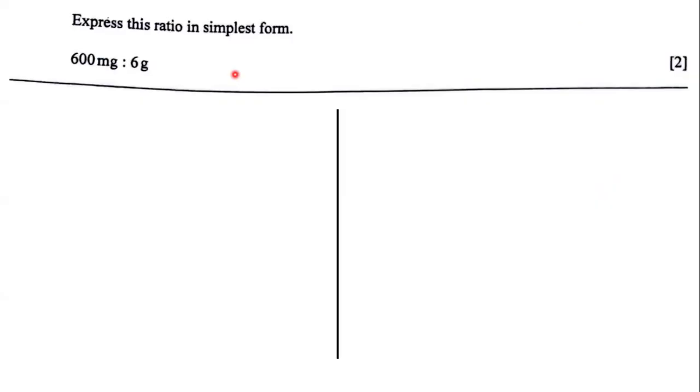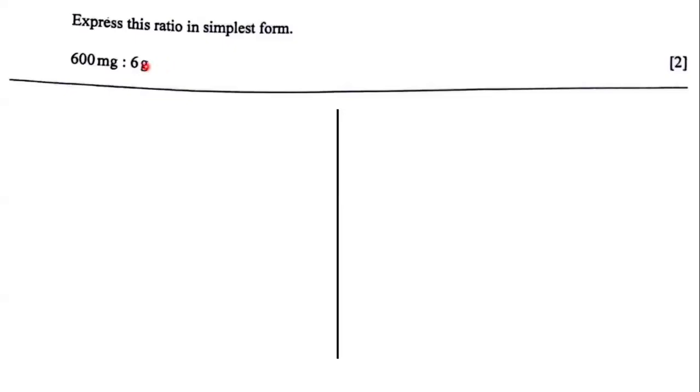You gotta divide. We have 600 milligrams to 6 grams. Maybe you divide the 6 by 1,000. I mean, times it by 1,000. So you multiply the 6 by 1,000 to do grams to milligrams.